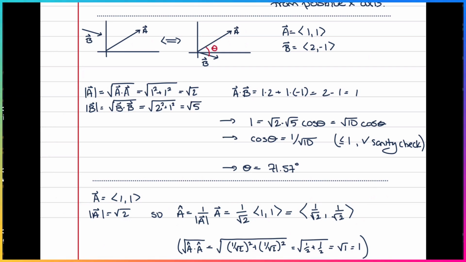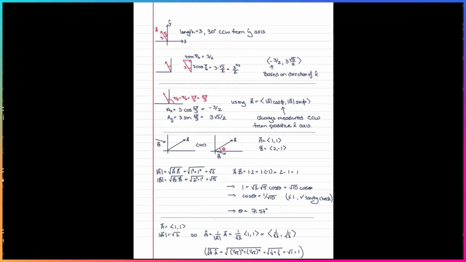I could always do a self-check. It's always good to be able to check yourself. I can compute the length of this new vector. The magnitude of this new vector is the square root of its dot product, so it's going to be the square root of this squared plus this squared. 1 over the square root of 2 squared is just going to be 1/2, and again, that's just going to be 1/2. So I have the square root of 1/2 plus 1/2, square root of 1, which is 1. Indeed, it is a unit vector.